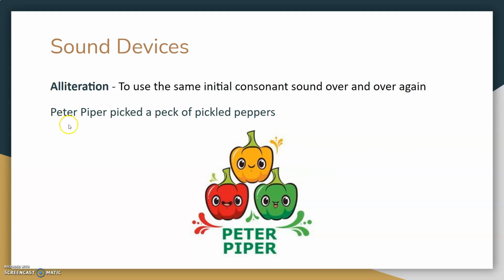Take, for instance, the tongue twister, Peter Piper. Peter Piper picked a peck of pickled peppers. You can hear the P sound being repeated again and again at the beginning of most of the words in that tongue twister, or that poem. Again, that has a sort of musicality. It has a sort of rhythm when I say it out loud. It's pleasing to the ear. And most tongue twisters use this technique, alliteration.